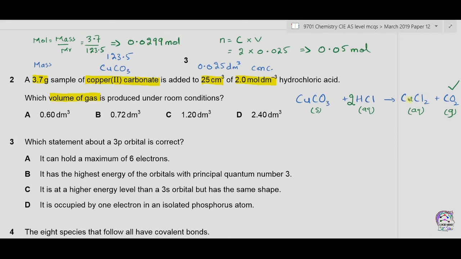As we know that in a balanced chemical equation, the moles of product or the volume of product always depends on the number of moles of limiting reactants involved. Let's find out the limiting reactant first. From the balanced equation, we have 1 mole of copper carbonate and 2 moles of HCl, while from the given values we have 0.0299 moles of copper carbonate and 0.05 moles of HCl.